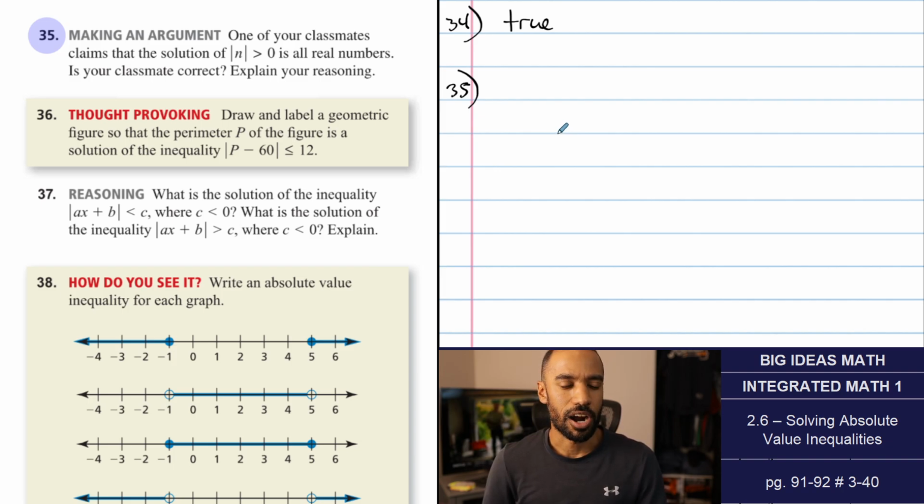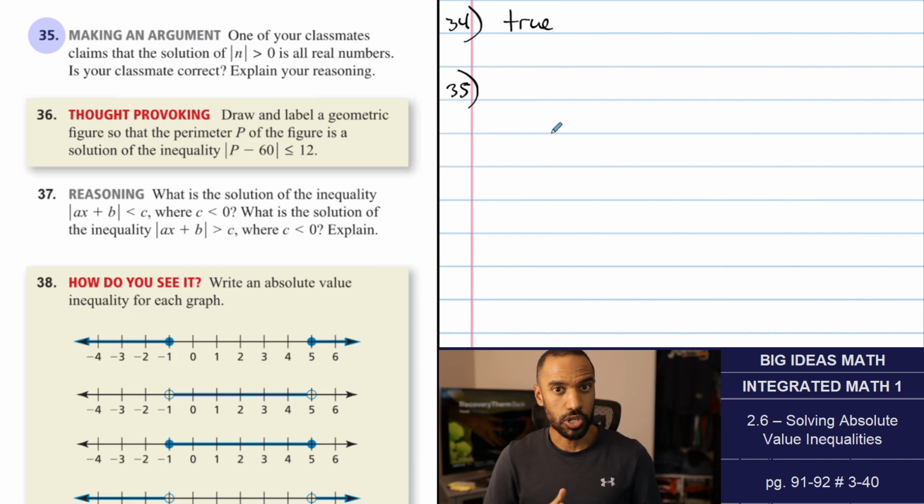Number 35, making an argument. One of your classmates claims the solution of n is greater than or equal to absolute value of n is greater than or equal to 0 is all real numbers. Is your classmate correct? Explain your reasoning. You're forgetting 0. My classmate is incorrect.